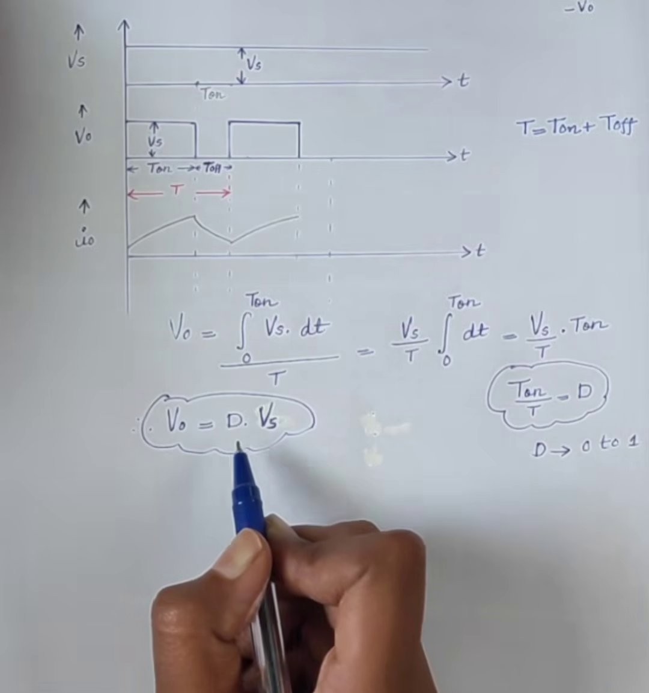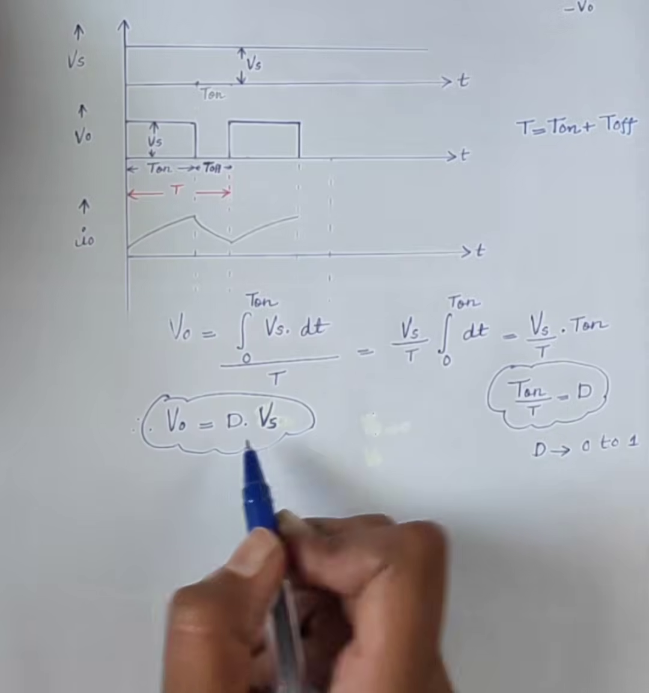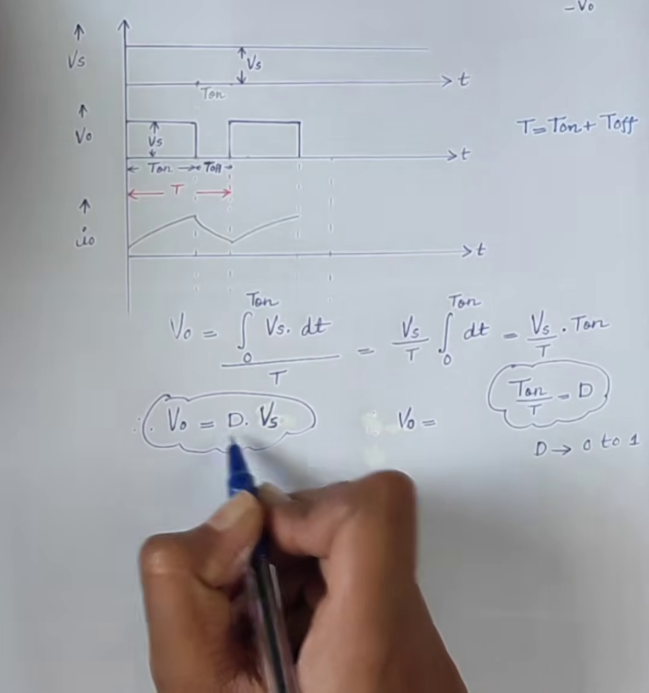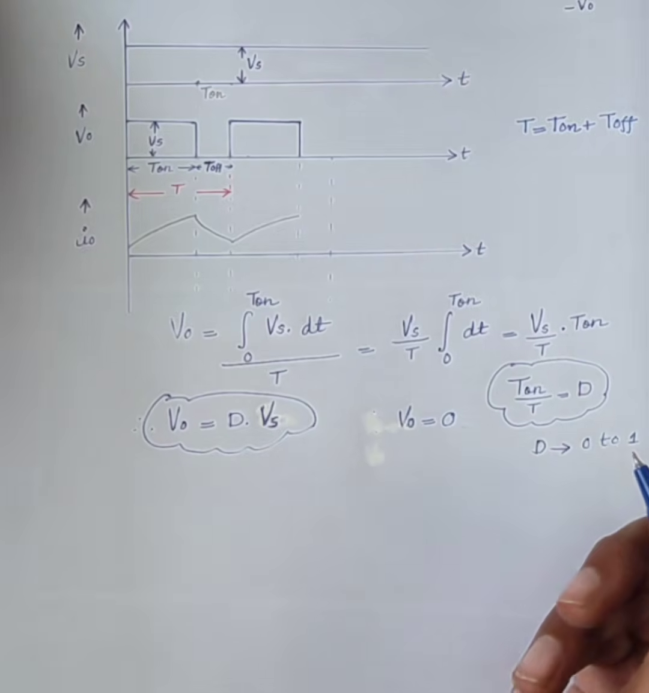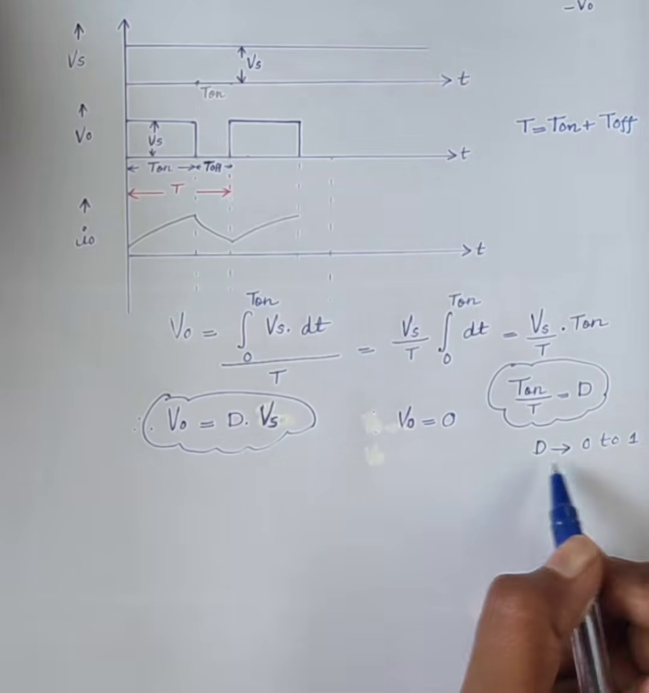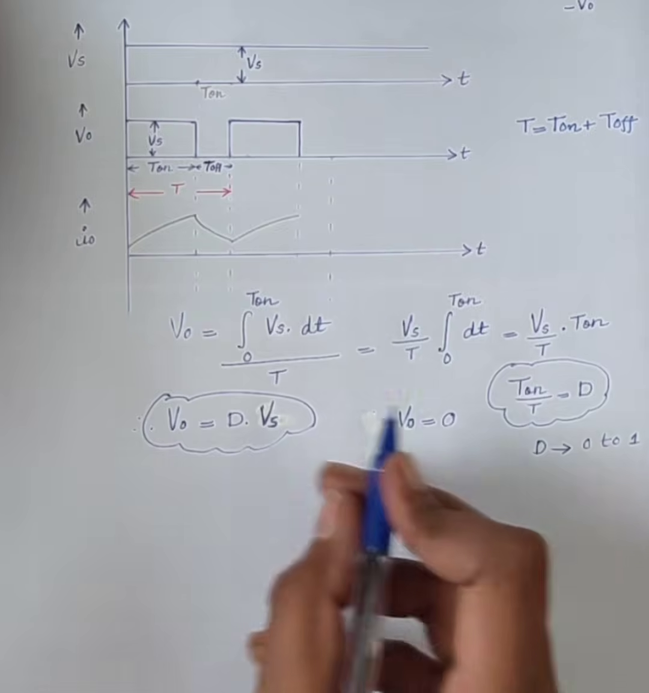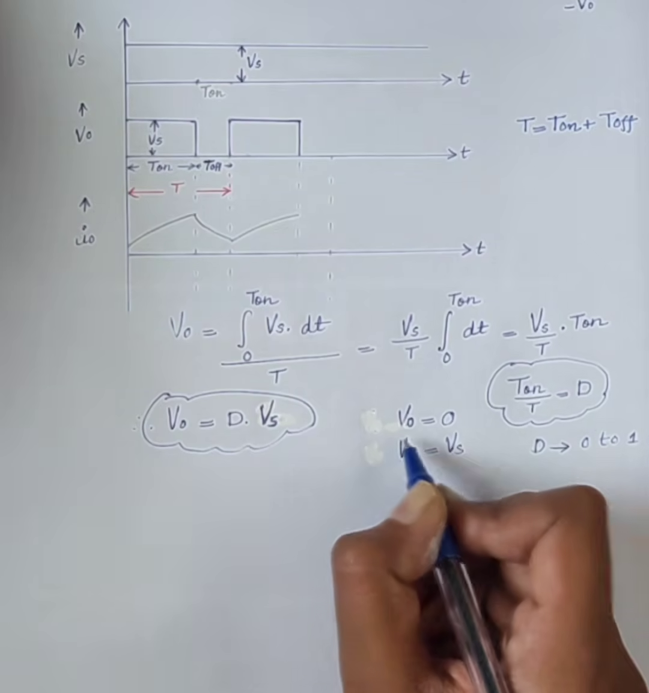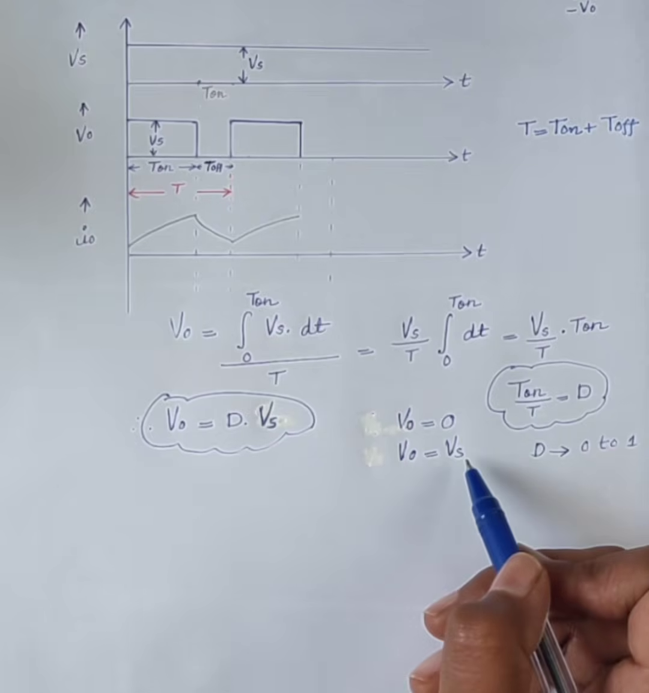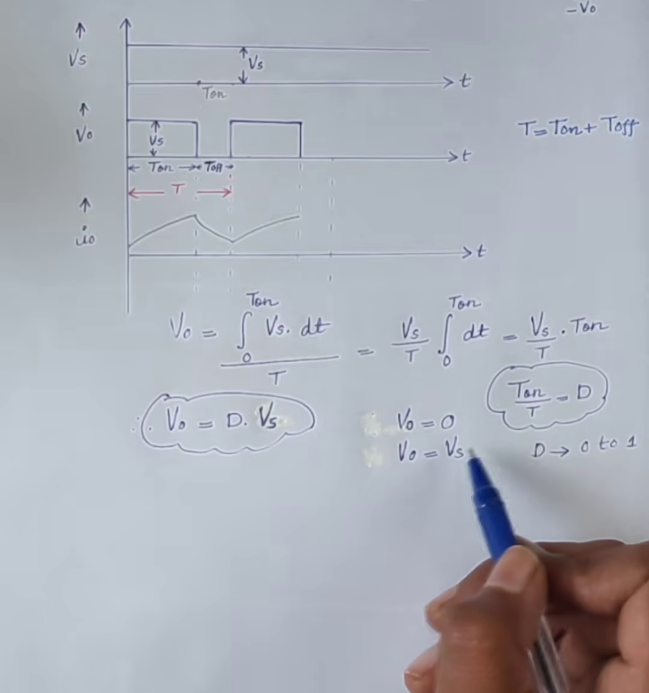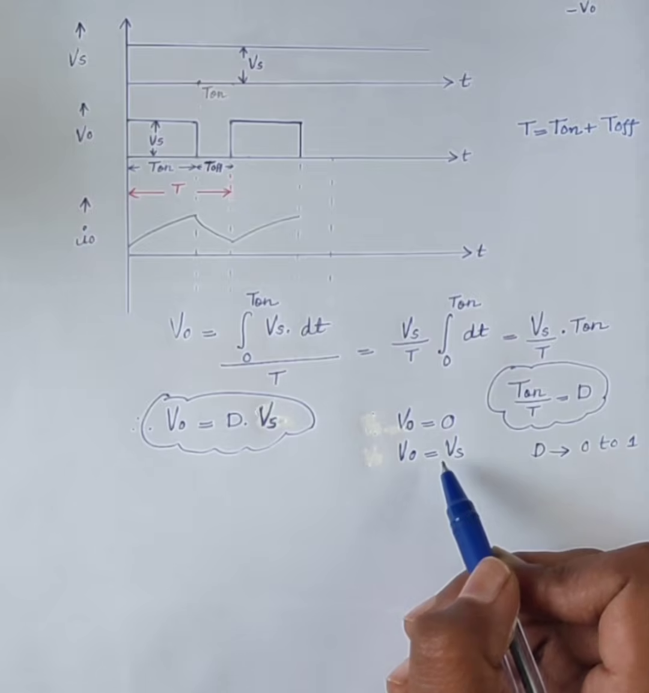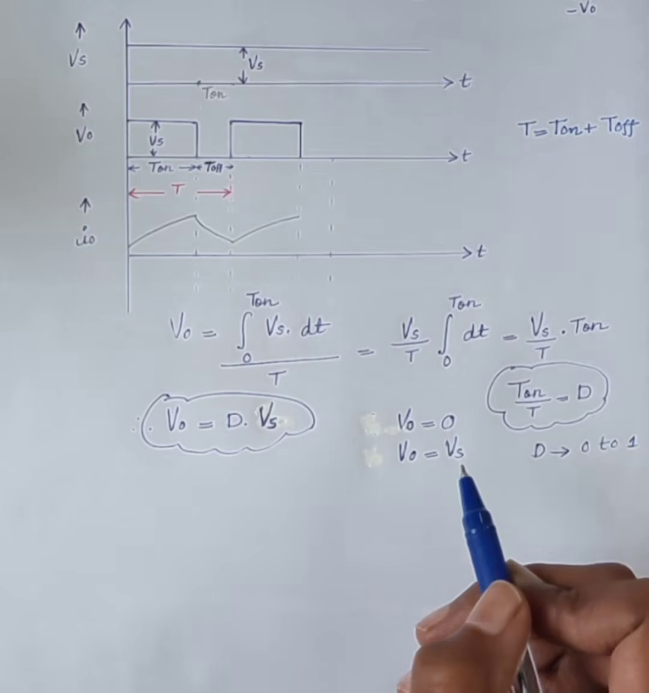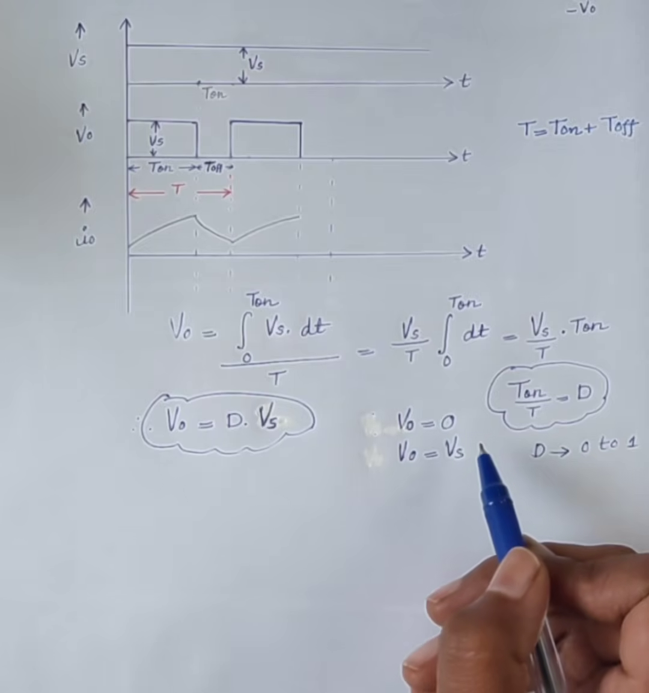Suppose when D is equal to 0, minimum value, in that case, V0 is equal to 0 into Vs, that is 0. When D is equal to 1, maximum value, then V0 is equal to Vs. From this, it is clear that in case of step-down chopper, the output voltage is always less than or equal to supply voltage Vs. Hence the name step-down chopper.